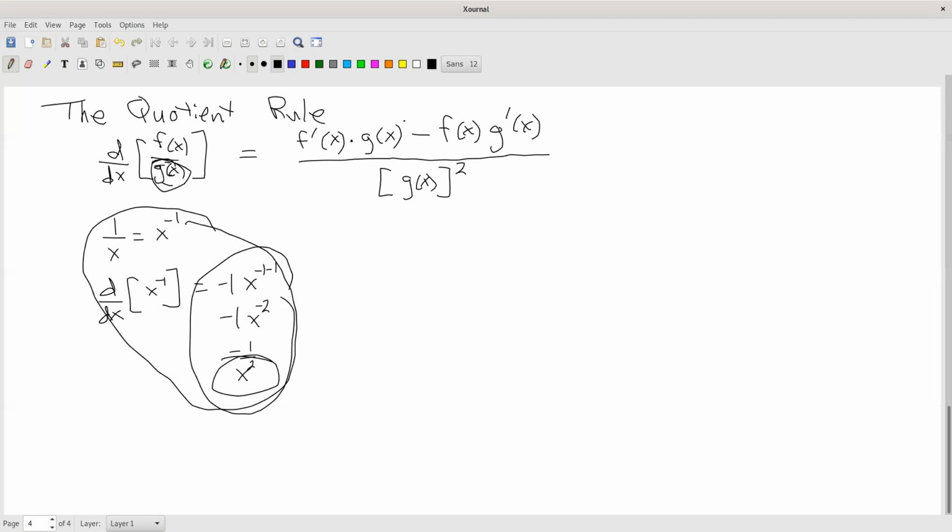It's like the product rule, where we have the derivative of one function times the first, the derivative of the other function times the first, and then we have to subtract because one of the functions was in the denominator related to a negative power, and then we have to divide by the square of the denominator. Okay.